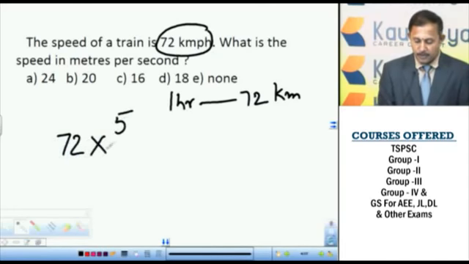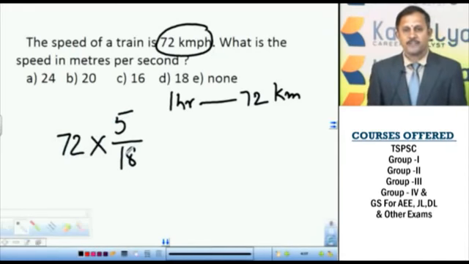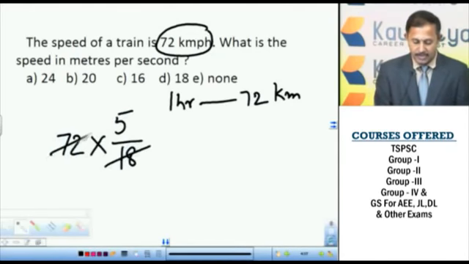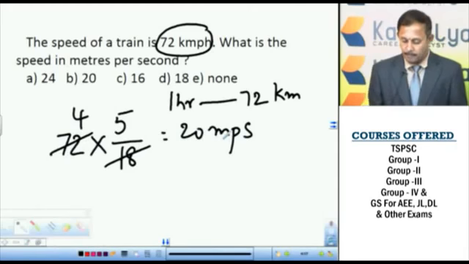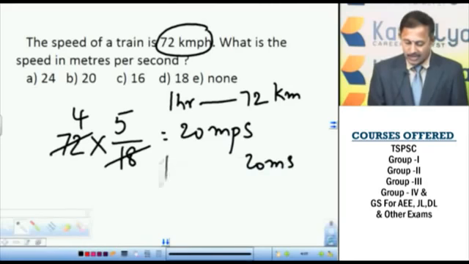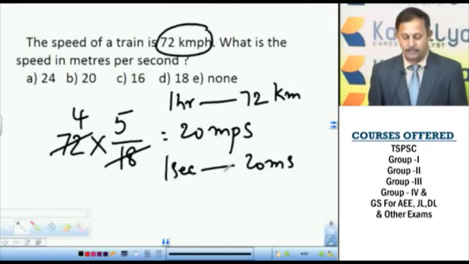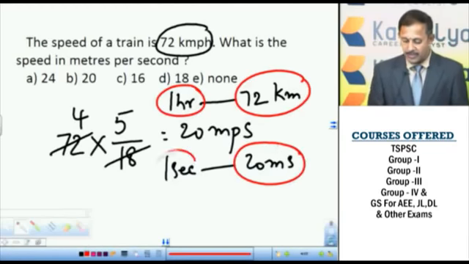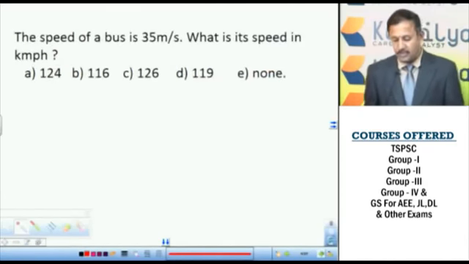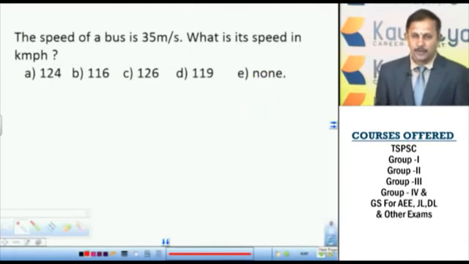To convert the speed from kilometer per hour to meters per second, you have to make use of the fraction 5 by 18. 18 gets cancelled. So that is equal to 20 meter per second. Or if you go in detail, it can cover 20 meters in 1 second. So 72 kilometers in 1 hour, or in other words 20 meters in 1 second. 20 meter per second, both are one and the same. So like that we can convert the speed from one unit to another unit.